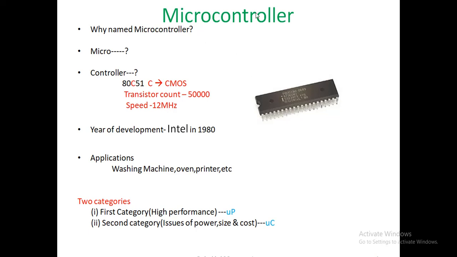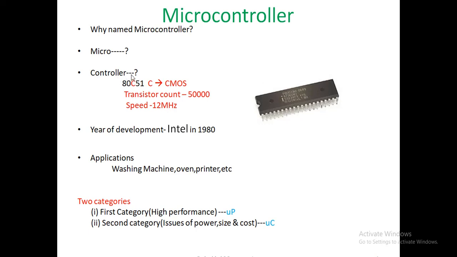The next is the microcontroller. Why is it named microcontroller? Micro is the same, for better understanding. I picked this basic microcontroller, the 80C51. This microcontroller is also manufactured with CMOS technology, and micro means the same, 10 to the power minus 6. The same micron technology is used to fabricate this 8051.